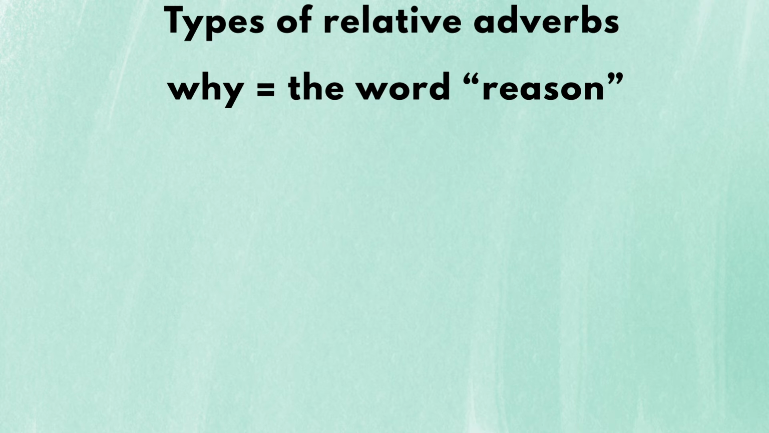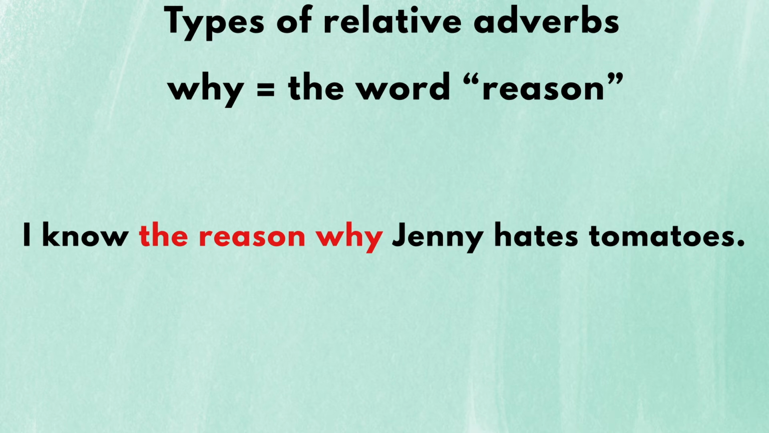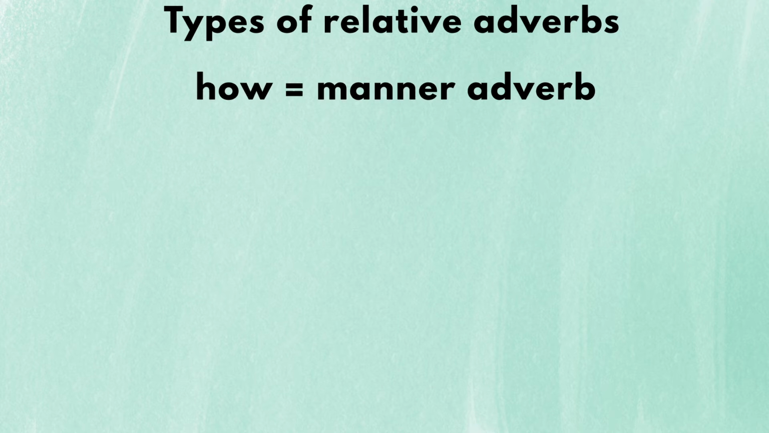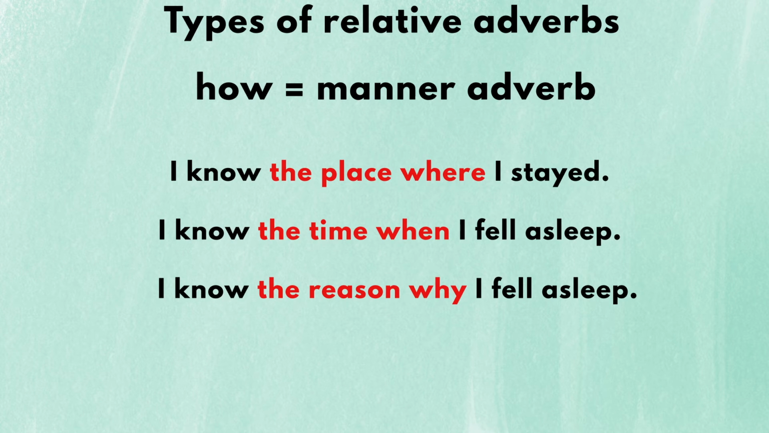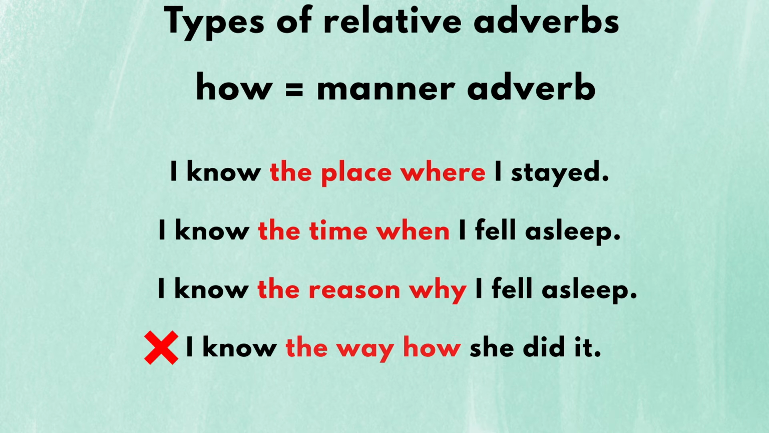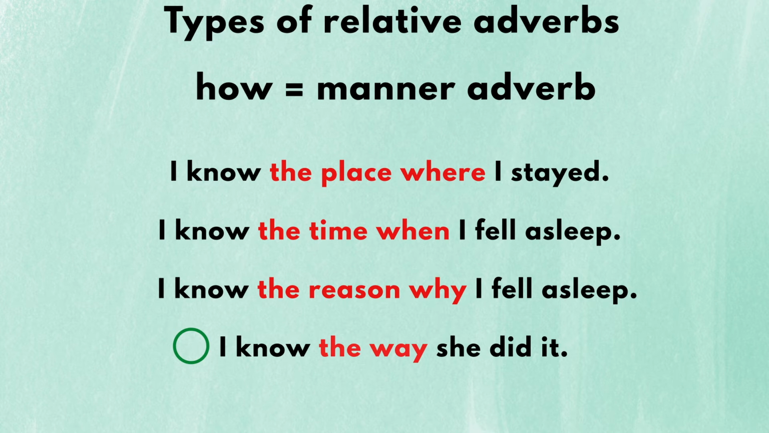Next, you use "why" for the word reason in the adverbs as in "I know the reason why Jenny hates tomatoes." Lastly, you use "how" for the manner-related adverbs, but the usage is a little bit different. Although other relative adverbs can be put side by side with the common information of the first sentence, the word "how" cannot be put side by side with the common information of the first sentence. You have to delete one of the two, as in "I know the way she did it" or "I know how she did it."